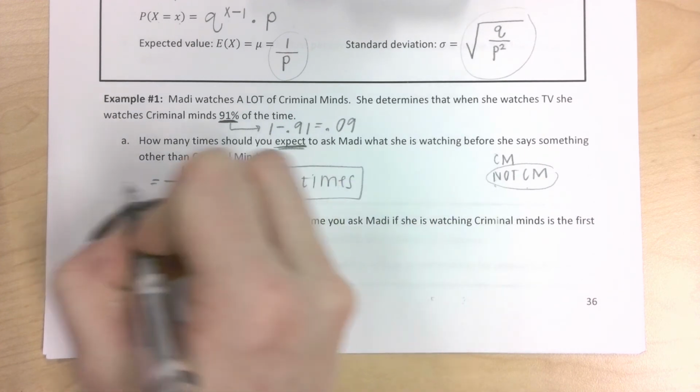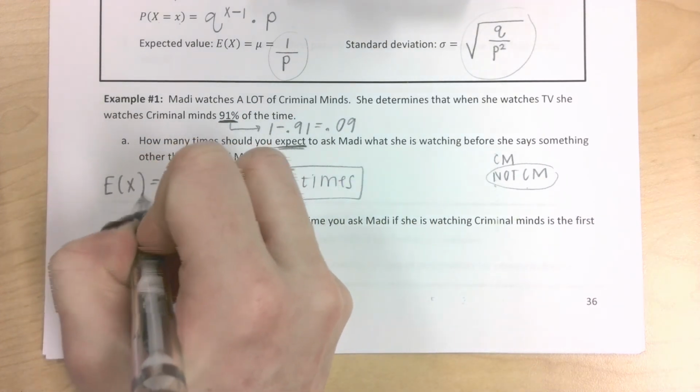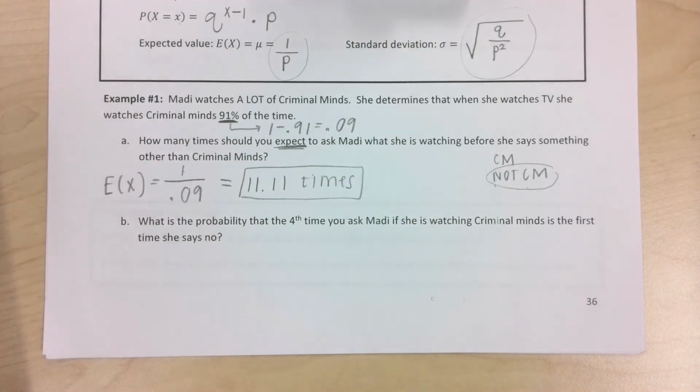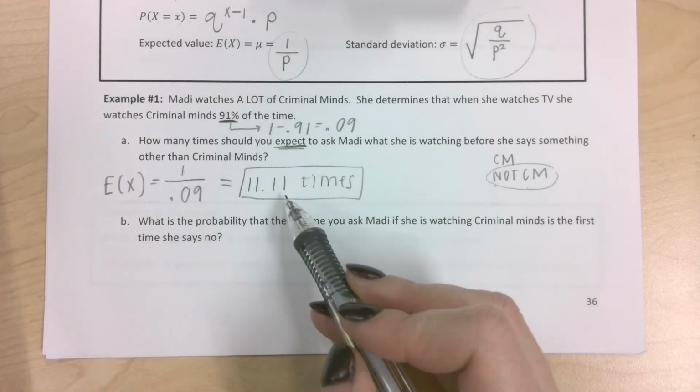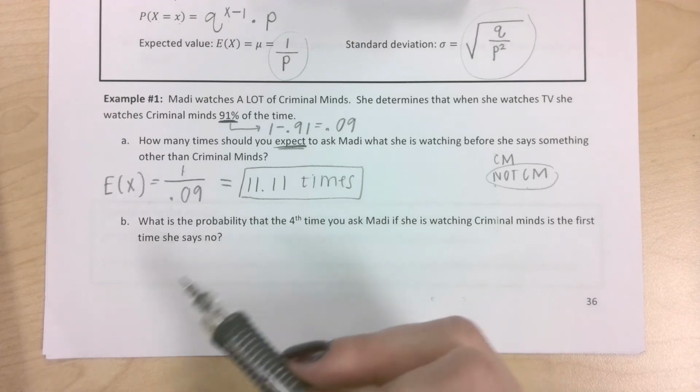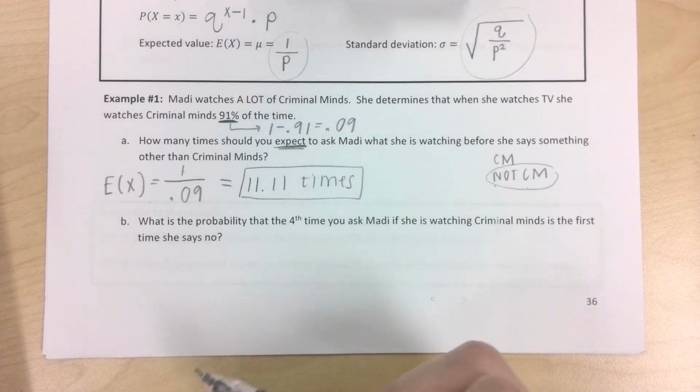Again, this is an expected value, so it's just an average, which is why it's not completely making sense in terms of the real world. I can't ask Maddie 0.11 times, but roughly, as I ask her more and more and more, it's going to take me 11 times until she says she's watching something other than Criminal Minds.